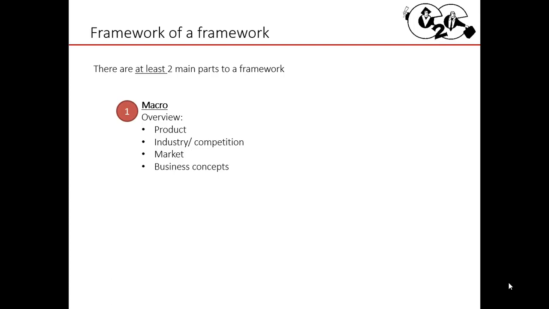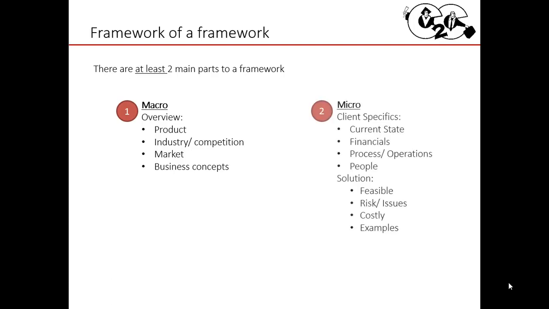And then business concepts. For instance, elasticity. How does that play in terms of the demand and pricing for products in this industry? So very, very high-level view that you want to look at. The second part is the micro part. And this becomes more client-specific.